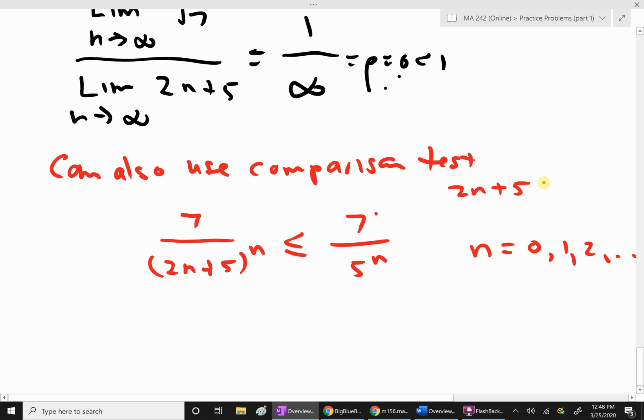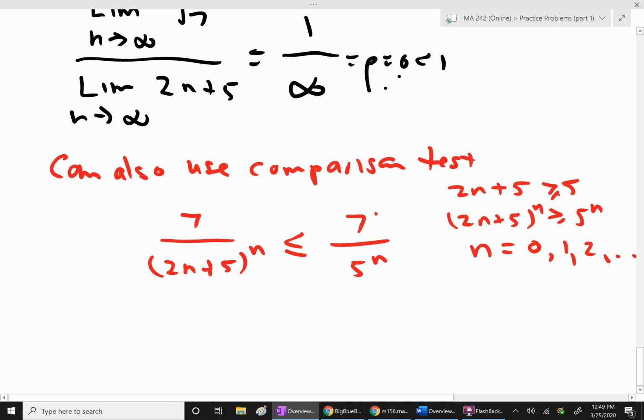So notice that 2n plus 5 is always greater than or equal to 5, right? Therefore (2n plus 5) to the nth power is greater than or equal to 5 to the nth. So when I flip them, the inequality flips. Basically, it boils down to the fact that the denominator here is always at least as big as this one. For n equal to 0 it's equal, but when n is not 0, this denominator is always bigger than this denominator. Oh, I see.